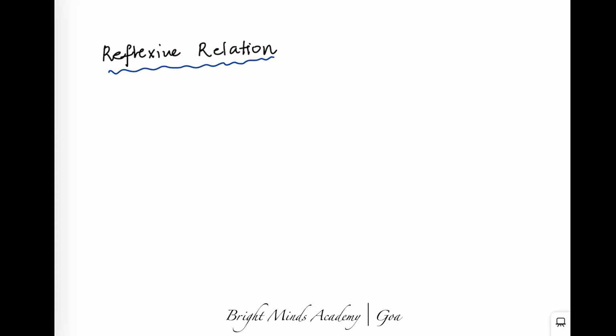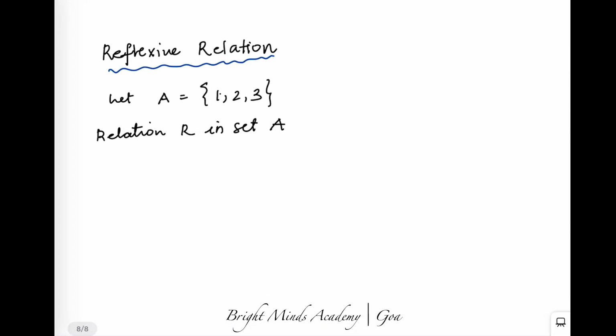Now every time whenever you're going to state a relation, what is very important is you tell on which set you are defining that relation. So I'm going to say let a set be A. So I'll take a very easy one. I'll say let set A contain the elements 1, 2 and 3. Then what I'm doing is I'm defining a relation R in set A. Okay, so I already have my set A. I have defined my relation R in set A.